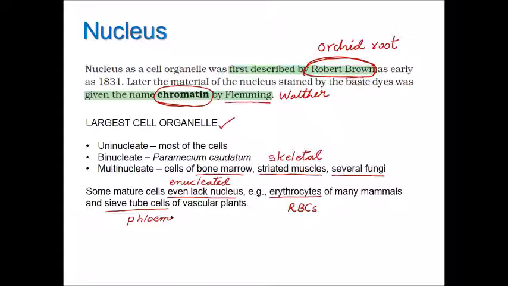Okay, so you should remember the first paragraph is very important. The names of the two scientists: Robert Brown observed nucleus in around 1831 in orchid root epidermis. The term chromatin was coined by Walter Fleming.